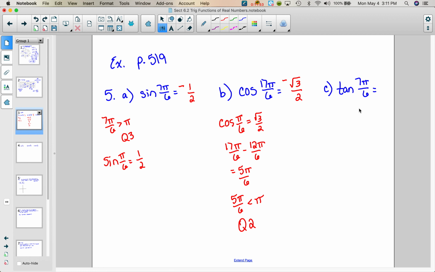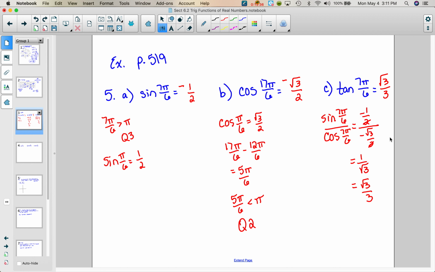Tangent of 7 pi over 6. Well, for that one, I'm going to take sine of 7 pi over 6 over cosine of 7 pi over 6. Sine of 7 pi over 6 we already said was negative a half. So I know cosine, it's quadrant 3, and that's going to be negative. So if this was a half when there was a 6 on the bottom, then this is root 3 over 2. The 2's will cancel, and it's going to be positive. I get 1 over root 3, and if you wanted to rationalize that, it would be root 3 over 3. So that's how you do that.